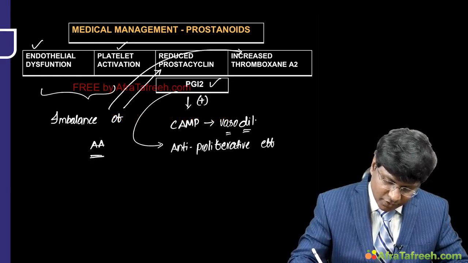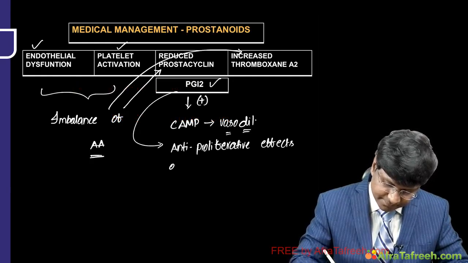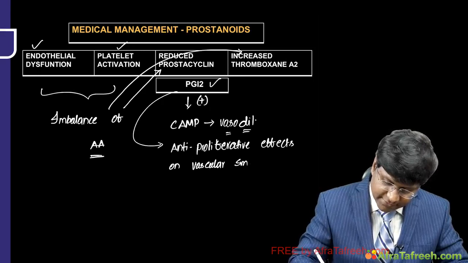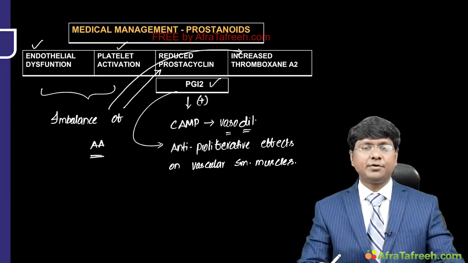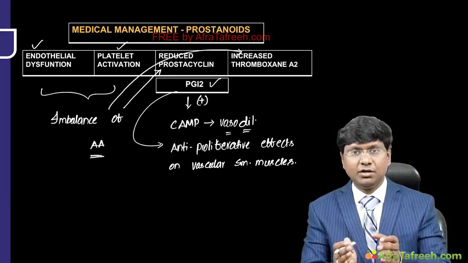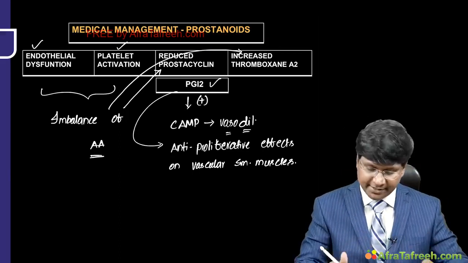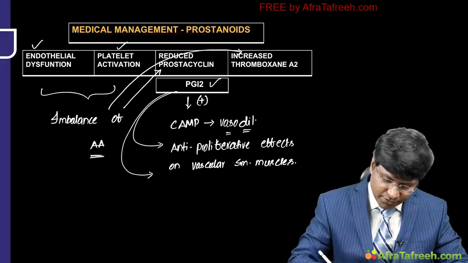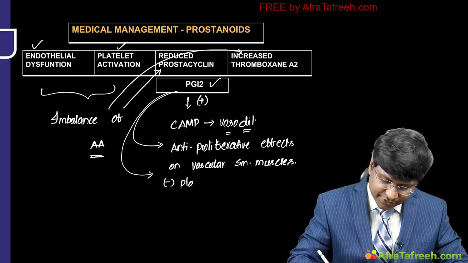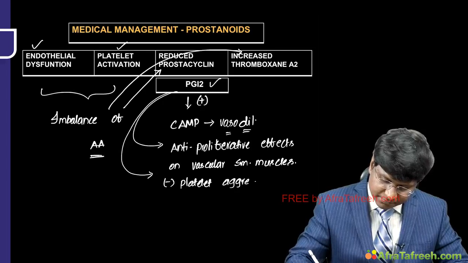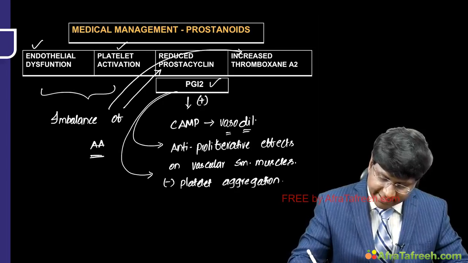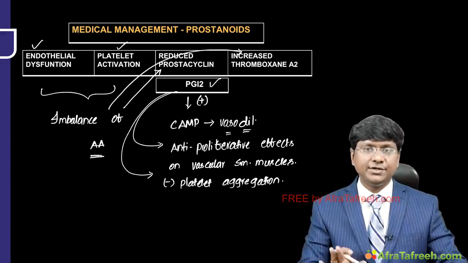anti-proliferative effects on vascular smooth muscles, right? So because of this anti-proliferative effect, the thickness of the vessel wall will not increase and there will be no decrease in the size of the vascular lumen, right? And not only that, this PGI2 will also inhibit the platelet aggregation. Right, it will also inhibit the platelet aggregation. So that is what the PGI2 does.